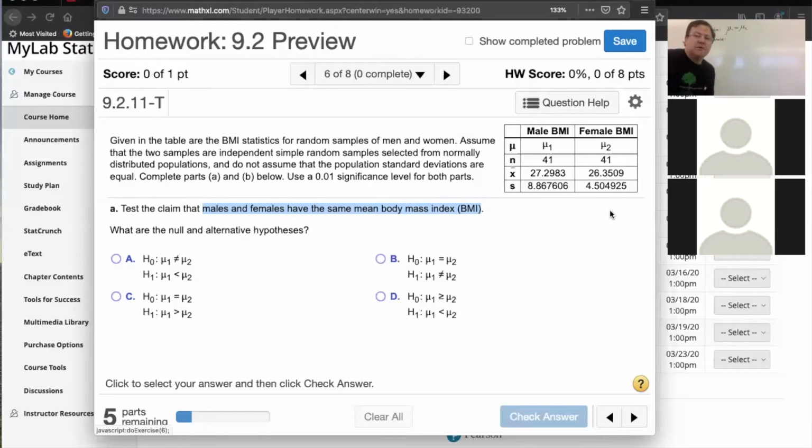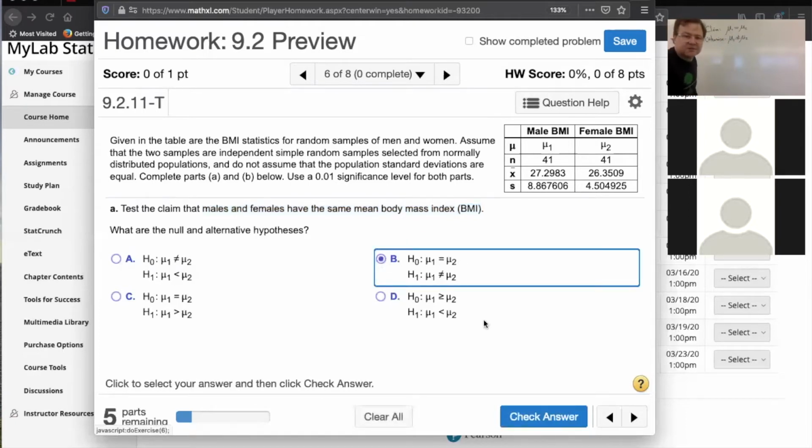And so the claim, when it says males and females have the same mean body mass index, they're not talking about the samples. They're talking about all men and all women. See the difference? So the claim is what you said, mu1 equals mu2. And you're right. Step 2, what's the opposite of that? I think it's B. Yeah, you're right. So mu1 does not equal mu2. Therefore, the alternative hypothesis is the one without an equal sign. The null hypothesis has an equal sign.